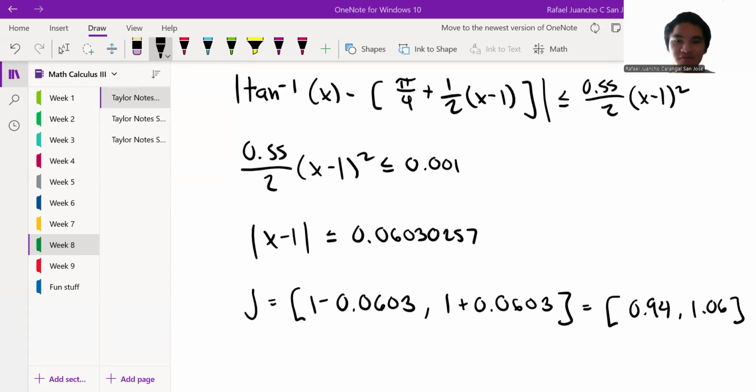Yeah, these are my x intervals. So if we subtract, in this case 1 minus this, then it should give me some lower bounded interval. And then if we add it, it should give me an upper bounded interval.